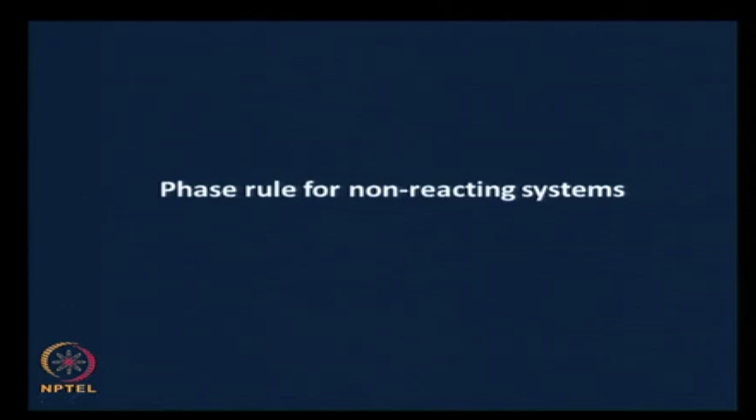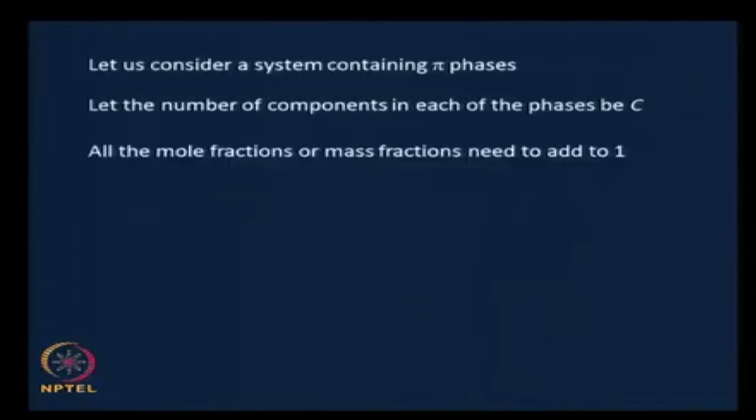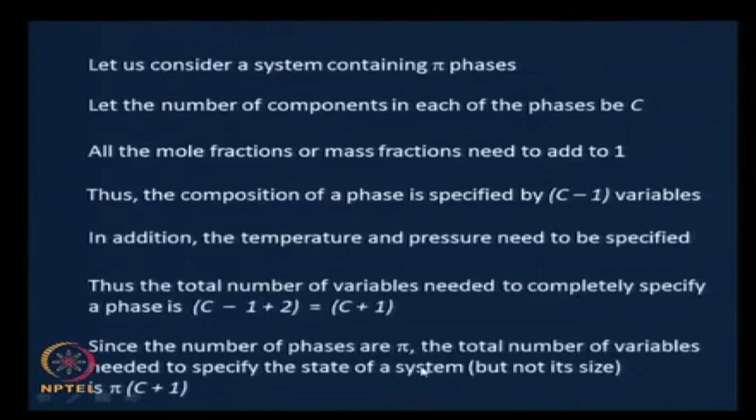Then we derived what is called the phase rule for non-reacting systems. There are no reactions in the systems that we are going to consider, and for such systems this phase rule will be valid, and the basis for this was something like this. If the system contains pi phases, solid, liquid, vapor and so on, or it could be liquid 1, liquid 2 and so on, and for simplicity let us say solid, liquid, vapor phases, and the number of components in each phase is C, then we said that the number of variables needed to specify the state of the system is pi into C plus 1.